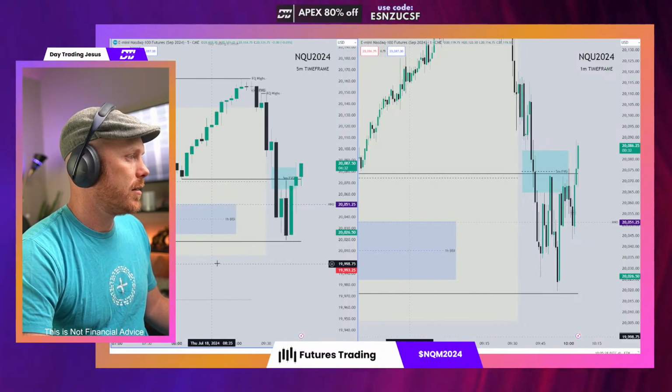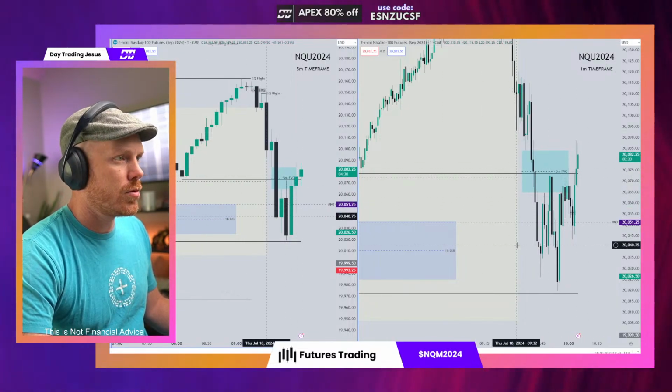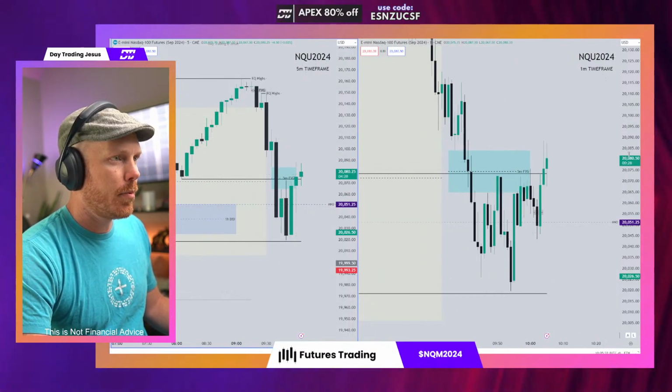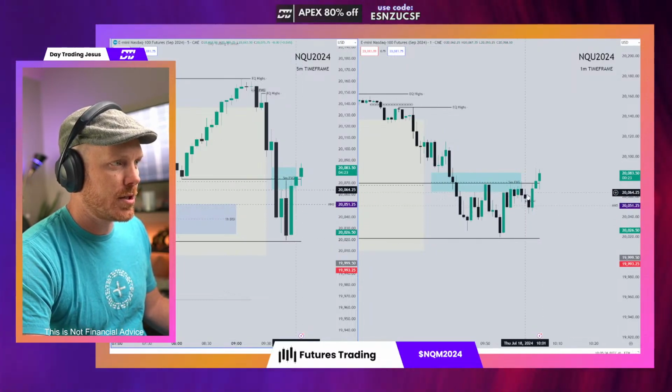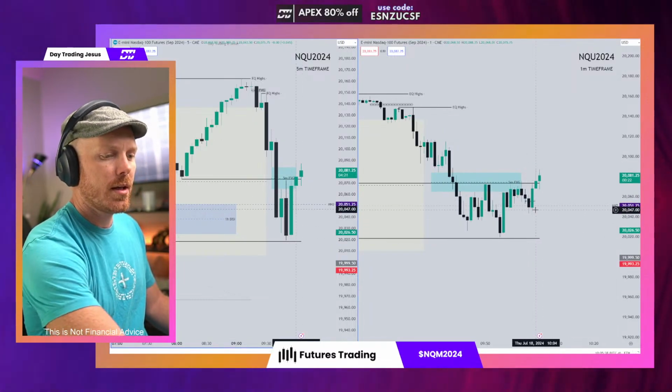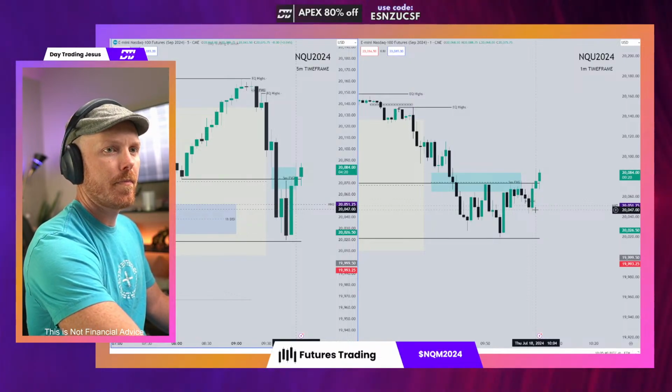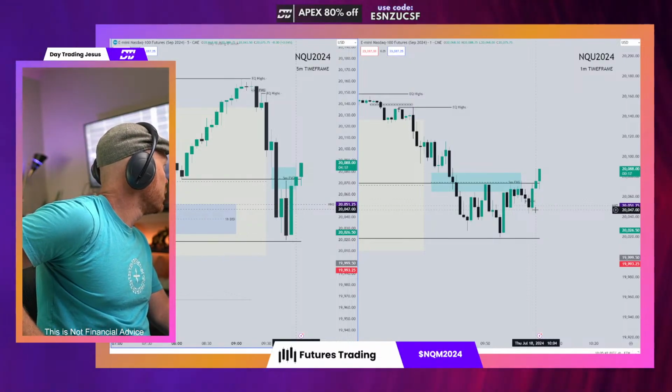So let's go back to the 5-minute. The 5-minute didn't close all the way, but price is still looking quite bullish, especially after that purge lower. Give me a second, guys.